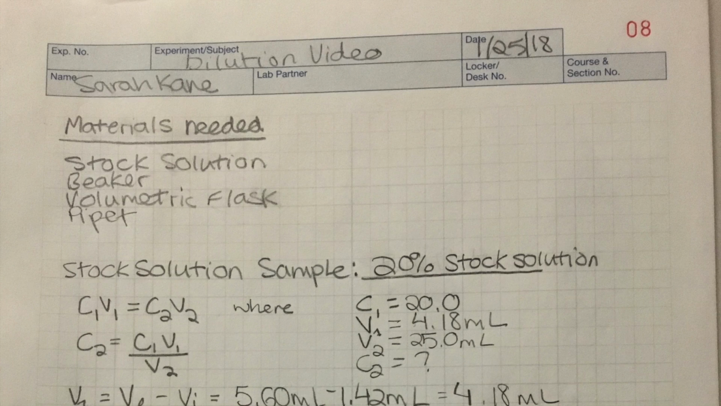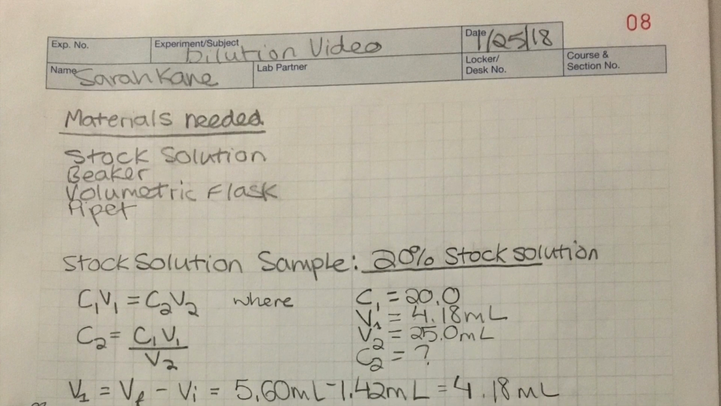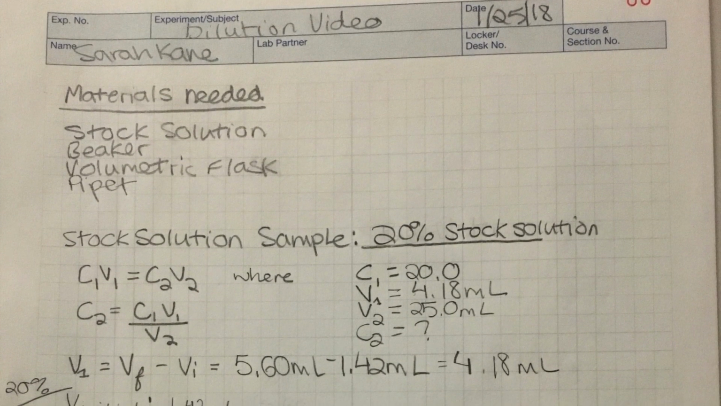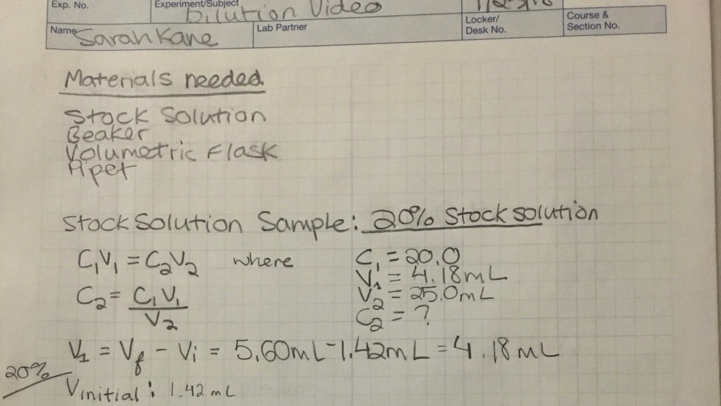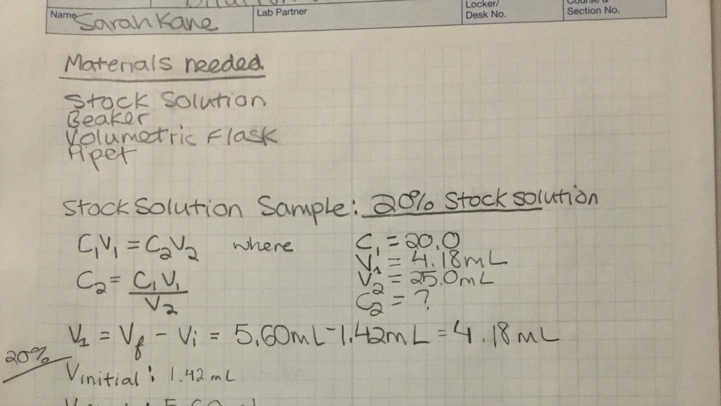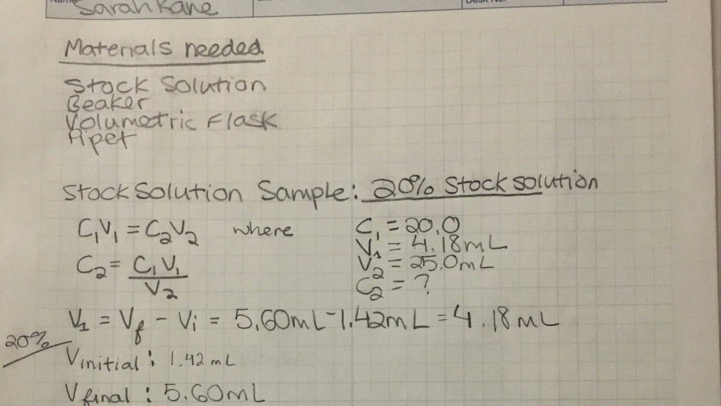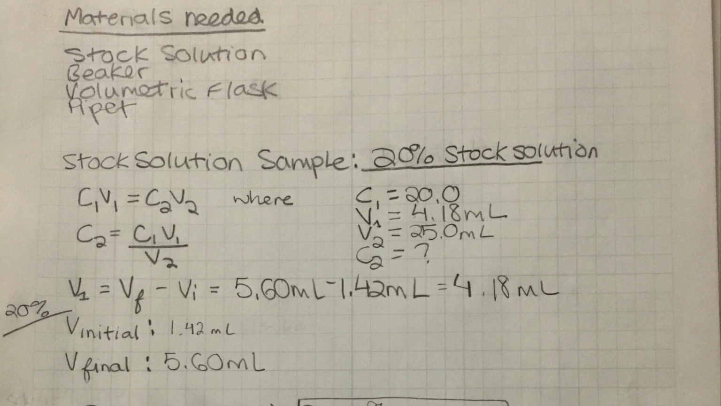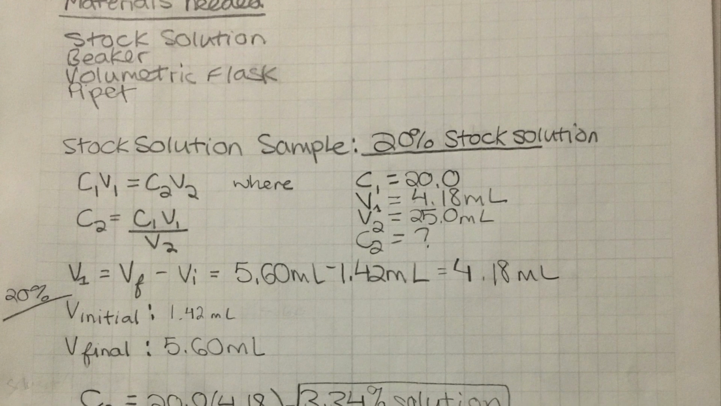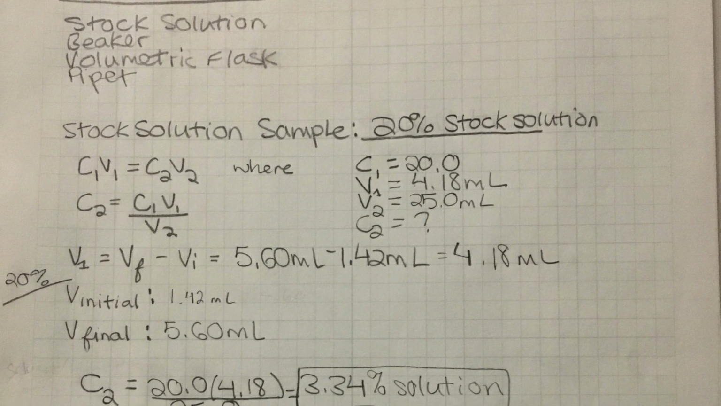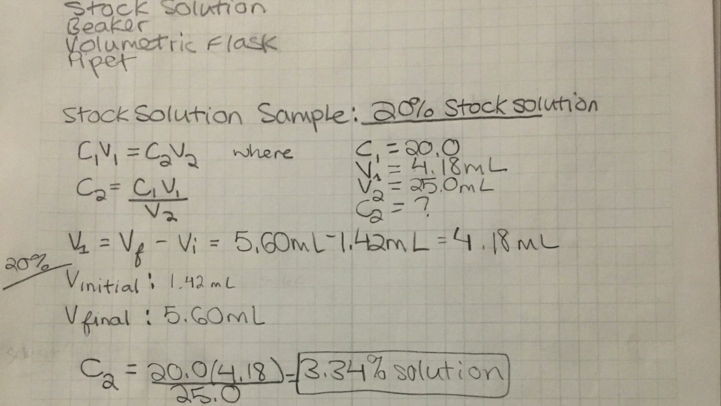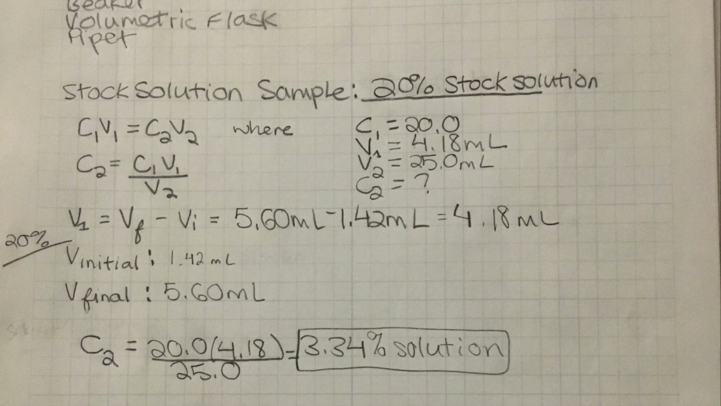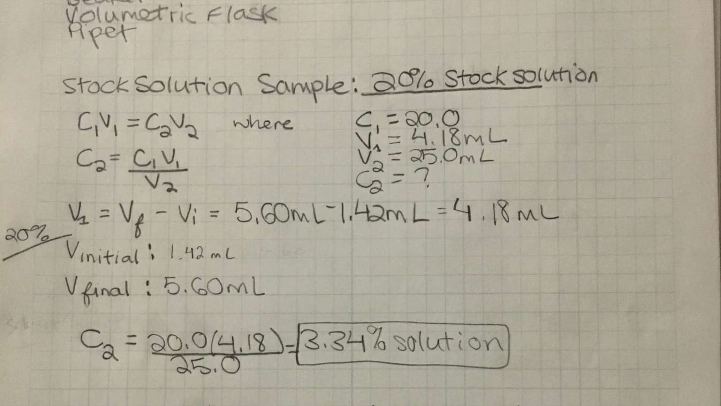Here, in the lab notebook that Alan wrote the final and initial stock solution volumes in earlier, we keep our data and complete our calculations. Now we must solve for C2. We know that C1 is 20, as we had a 20% stock solution, and we discover after subtracting the initial volume from the final volume that V1 is 4.18 milliliters. V2 is 25 milliliters, as the volumetric flask contains 25 milliliters of dilution. After we plug the numbers in, we find that the dilution is 3.34% solution, which is C2.